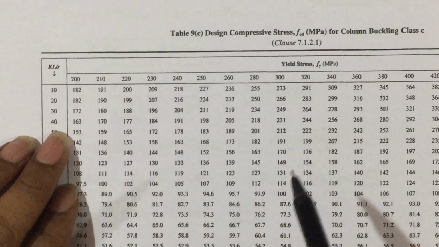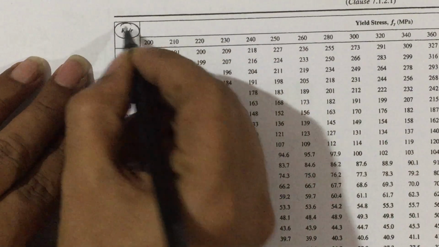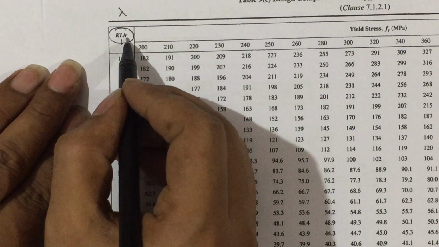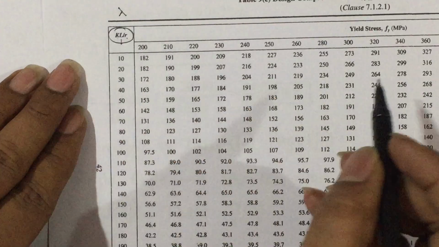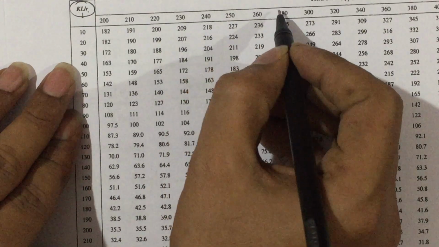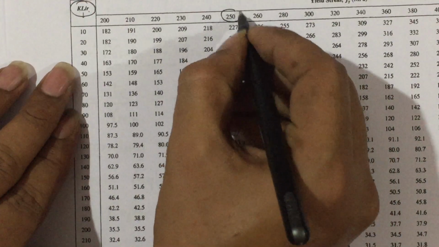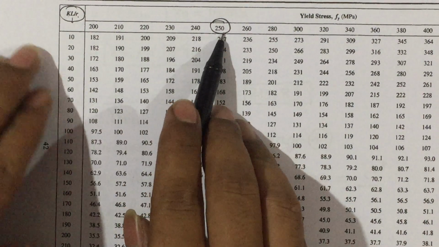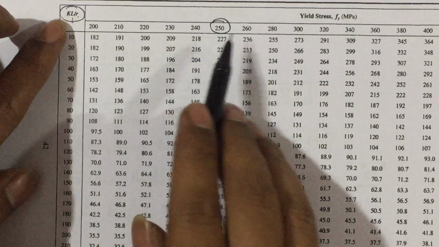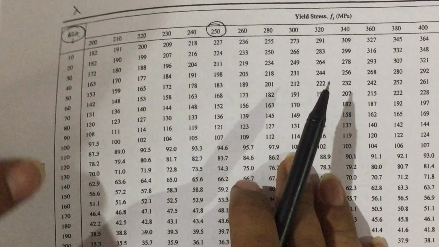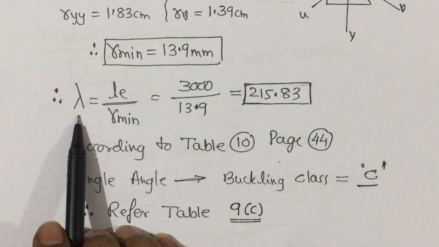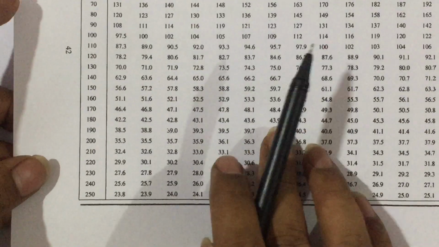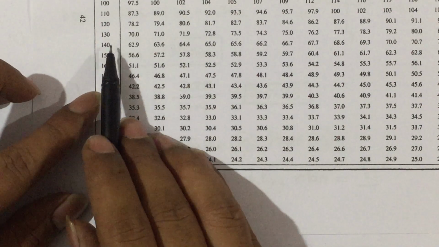In the table 9C, KL by R is nothing but lambda value, effective length divided by minimum radius of gyration, and they have given Fy is equal to 250. So, with respect to the Fy value and lambda value, we are going to find the FCD values. Here the lambda we got as 215.83, about 215. So, let us search for 215.